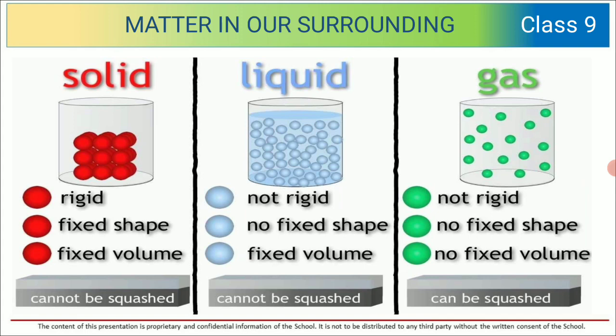That's the reason why we can cook food, because in our LPG, that is liquefied petroleum gas, in gas cylinders this is present. There is CNG, which is compressed natural gas. So in this way we can find that the particles can be squashed in case of gases, but they cannot be squashed in case of liquids, and they cannot be squashed in case of solids.